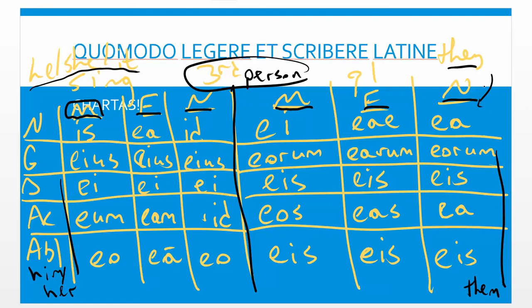So I'll go through and pronounce it for you from singular to plural. So it goes across. Is, ea, id. Eius, eius, eius. Ei, ei, ei. Eum, eam, id. Eo, ea, eo. Then on the plural side, so the they, them side, we have ei, eae, ea. Eorum, earum, eorum. Eis, eis, eis. Eos, eas, ea. And eis, eis, eis.